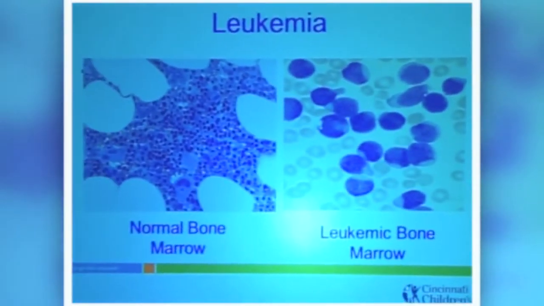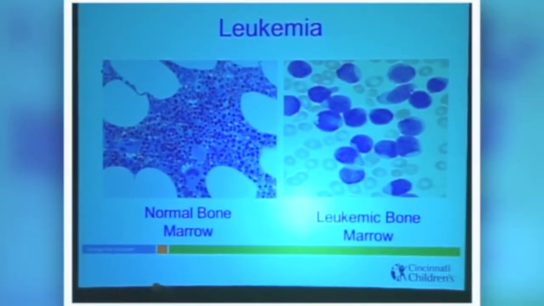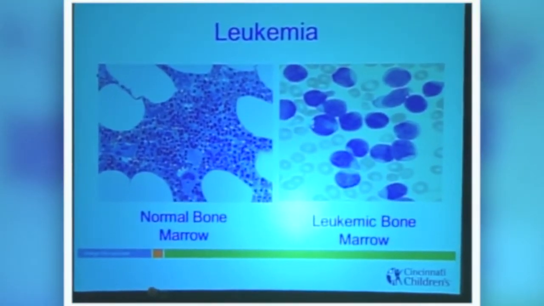On the left is a normal bone marrow. You see all the cells are of different sizes and shapes, and on the right is the leukemic bone marrow, where all the cells look the same. This is how the blood smear looks on the patient, and especially for the researchers in the group.